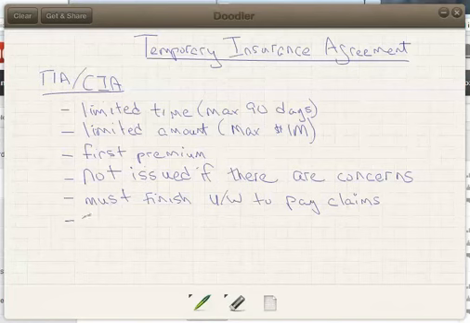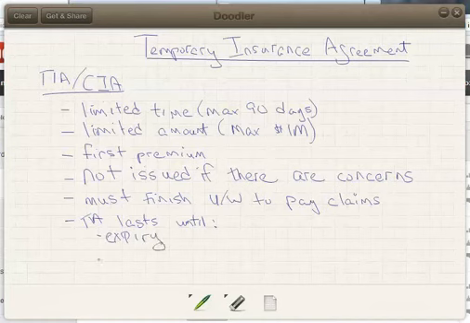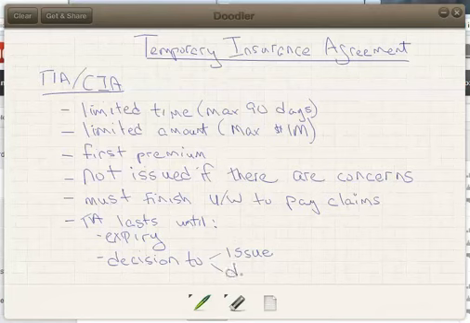which leads us to our next point, which is how long does the TIA last for? Well, we already said it might last for some sort of predetermined amount of time, such as 90 days. So there might be a built-in expiry here. That's very normal. The other thing that we'll see is that the TIA will run out when there is a decision made. So when we have a decision to either issue a policy or a decision to decline, when either one of those things happens, that ends the TIA as well.